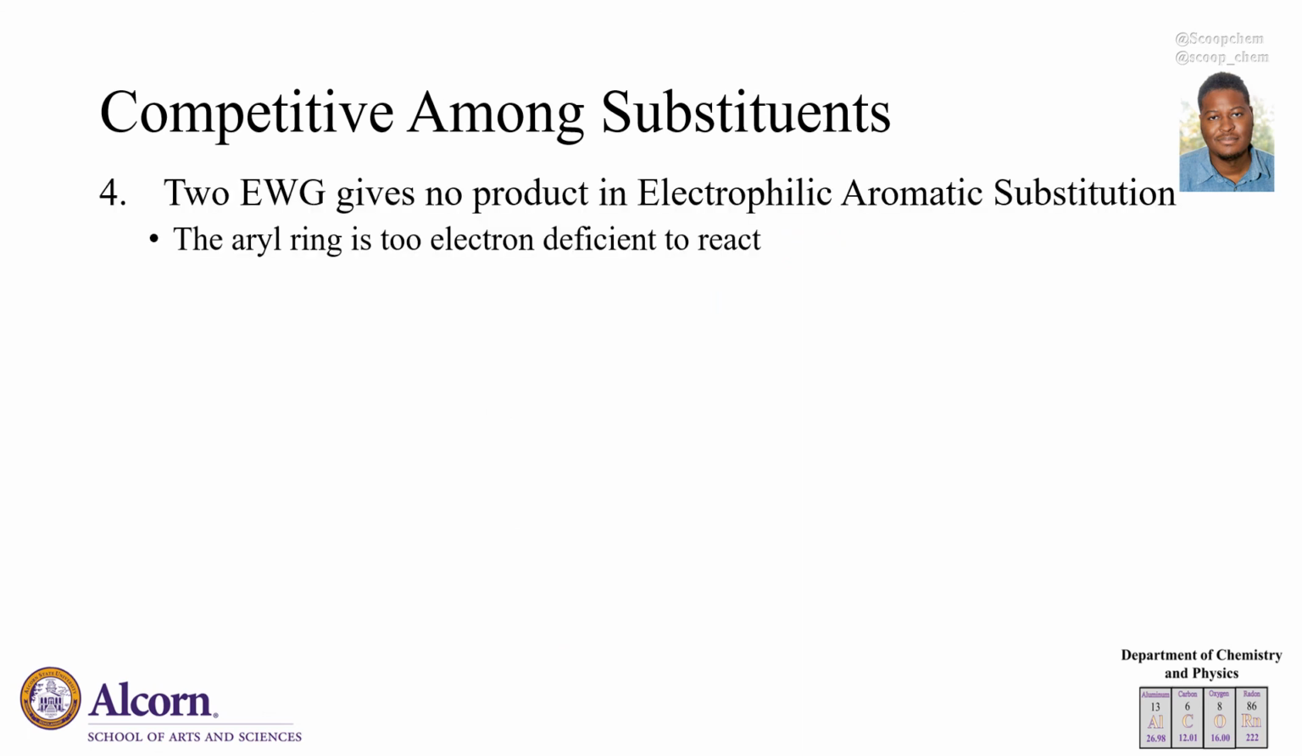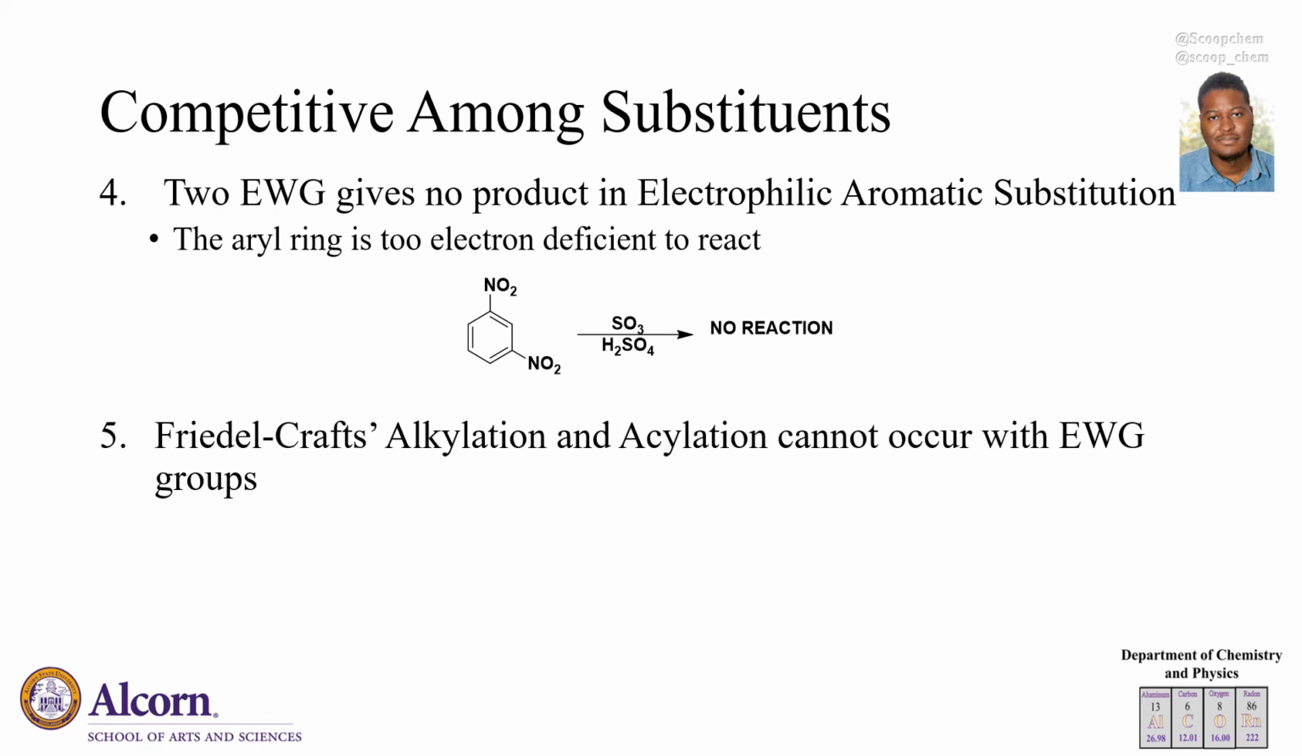Okay, there are 2 more to go. Two electron withdrawing groups give no products in electrophilic aromatic substitution reactions. The aromatic ring is too electron deficient to react. To summarize that, if I have 2 EWGs, 2 electron withdrawing substituents on an aromatic ring, I'm going to automatically get no reaction, regardless of what class of EAS you do. Okay, the last rule. Friedel-Crafts alkylation and acylation cannot occur with electron withdrawing groups. So if I have an electron withdrawing group on those aromatic rings, they cannot do the acylation or alkylation reactions.